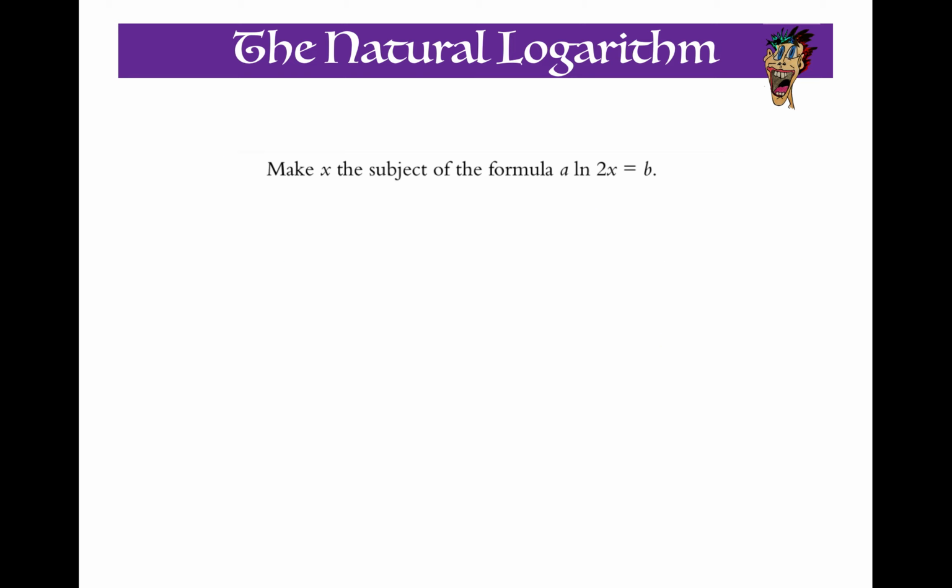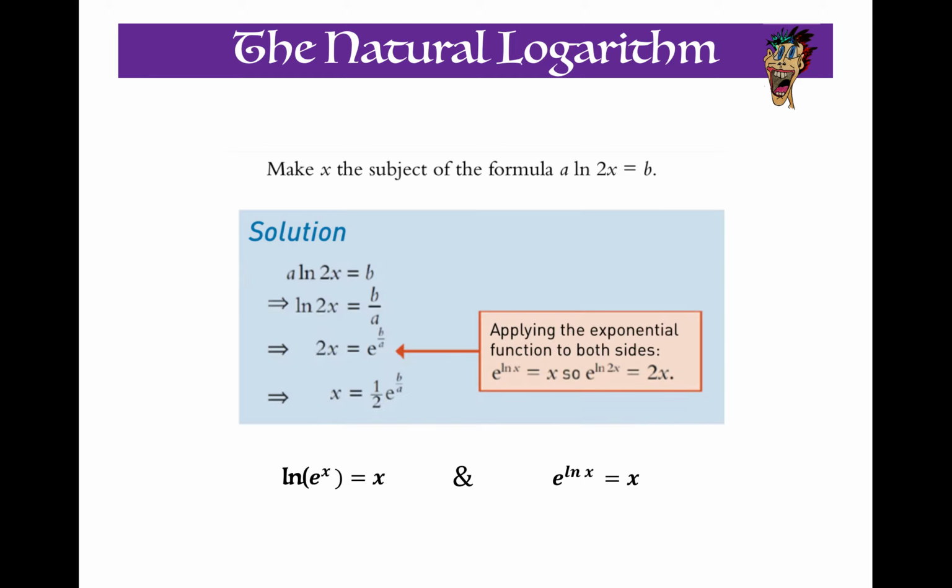Let's look at the 3 examples they have in the book. Firstly, the first one. Make x the subject of the formula a ln 2x equals b. Always in this situation, what I like to do is clean up the values around ln x. You can do that simply by dividing both sides by a. Let's look at the solutions they have here. What they've done is divide both sides by a first, and then they get ln 2x equals b over a. And we've got to use these two.